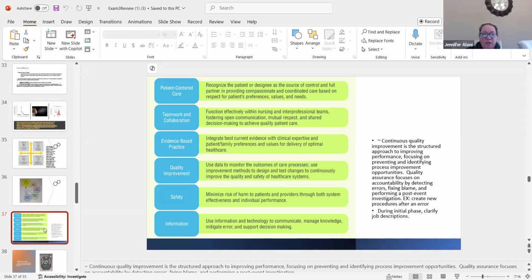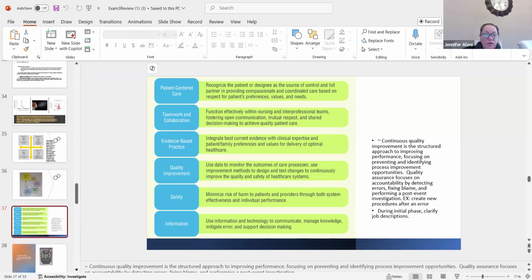Teamwork and collaboration, make sure that we're effective with our nurses and interprofessional teams. Evidence-based practice is our best way to make sure that we are practicing based on past evidence. That's quality improvement. We use data to monitor the care process. Safety, we're going to make sure we minimize the risk of harm to patients. And then information with technology to correct errors.